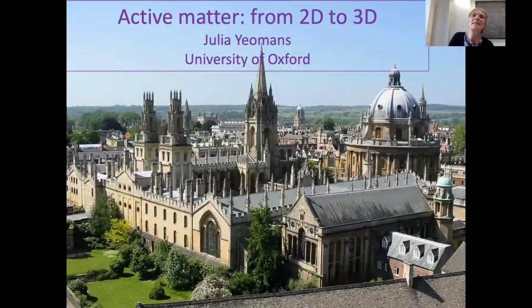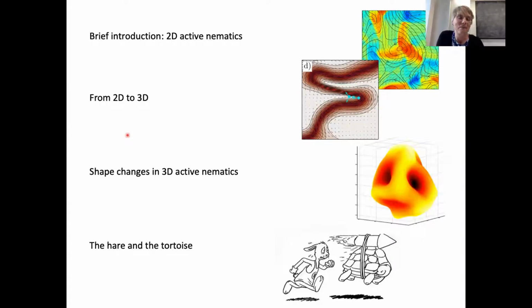Okay, so this is slightly off topic of this meeting, but I'm afraid it's what we've been doing, so it's what I have to talk about. First of all, for those of you that are not used to active nematics, I'll give you an introduction to active nematics, and then I'll talk about going from 2 to 3 dimensions, and then look at 3 dimensions, and in particular talk about shape changes.